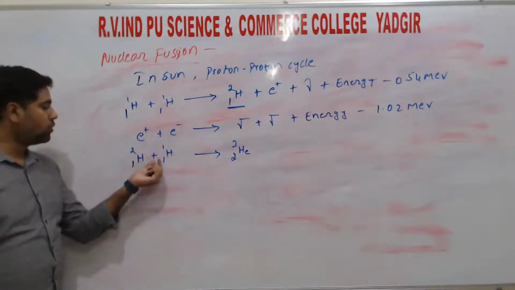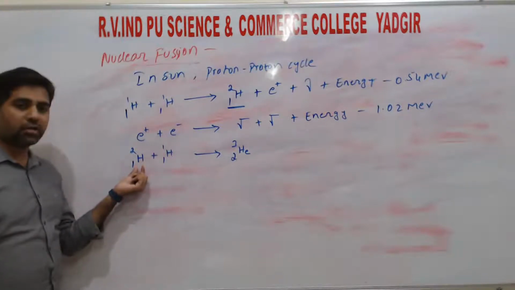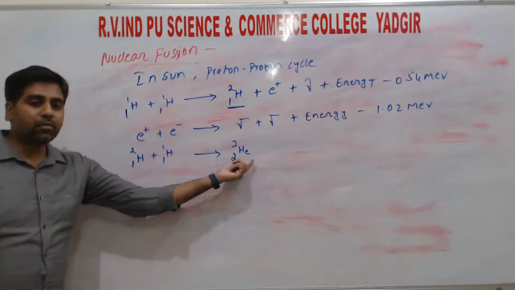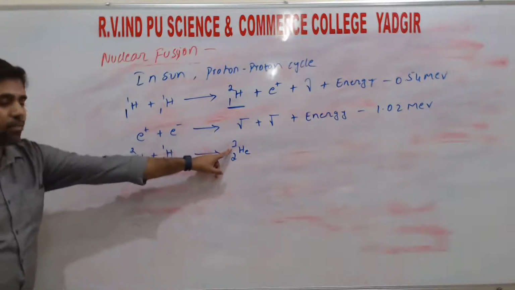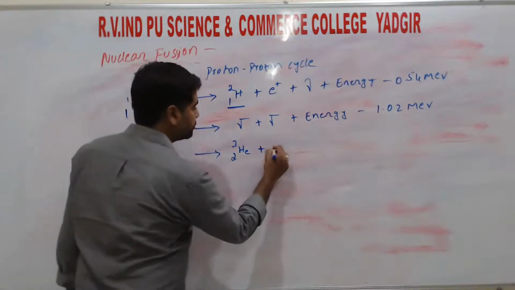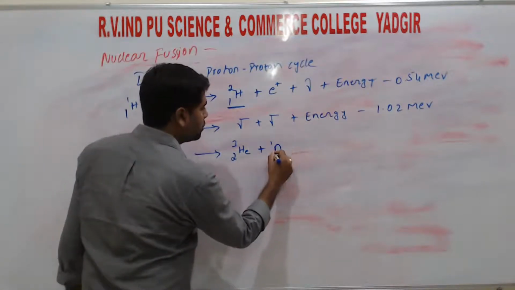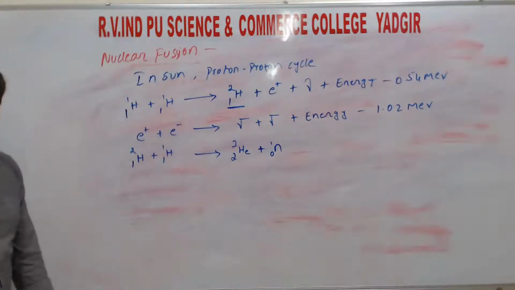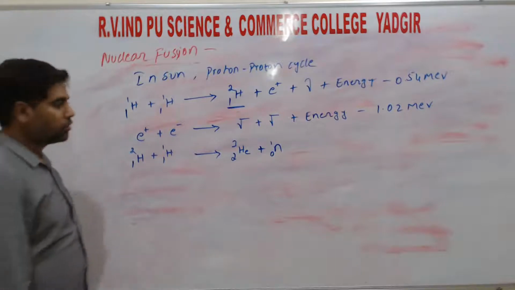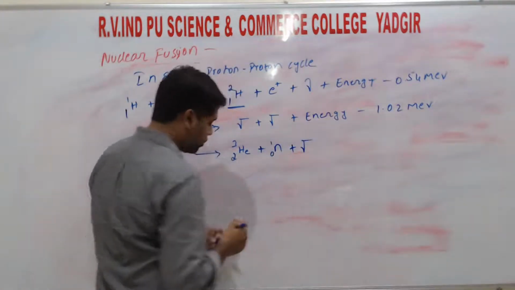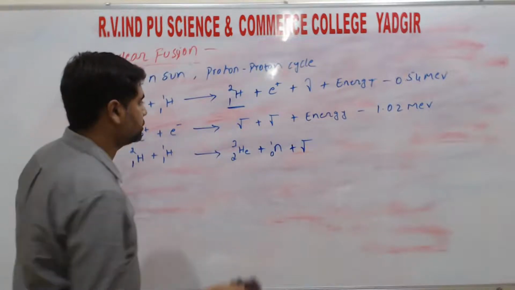So 1H2 plus 1H1, the deuteron combines with the hydrogen. So we get the helium nucleus, that is helium isotope 2He4, plus one neutron is released, along with the gamma radiation. Not neutron, it is gamma radiation.